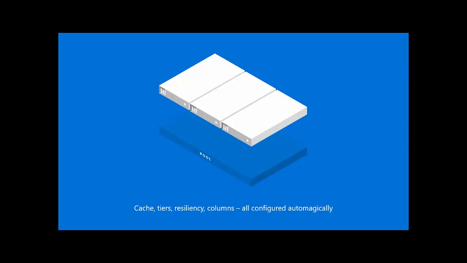Once we have this pool, the fastest disks in the pool, typically either NVMe or SSD drives, are pulled together to create the caching tier. And there's also resiliency built into this product to make sure that all of the data that is written to disk is protected, should a node or a rack or a cluster fail. All of this is configured automatically as part of creating your Storage Spaces Direct cluster environment.